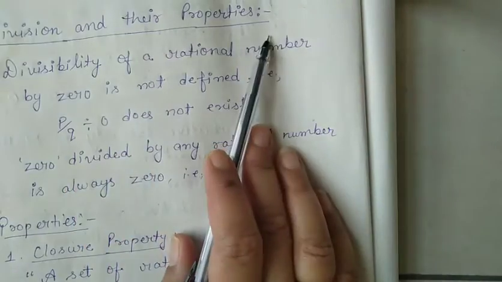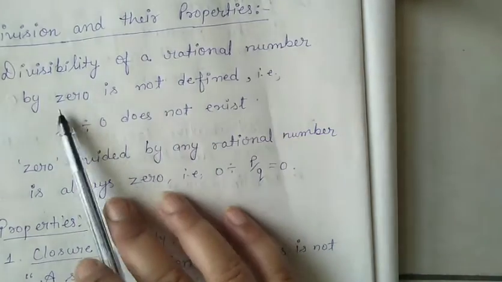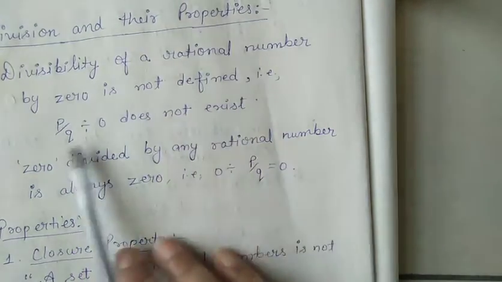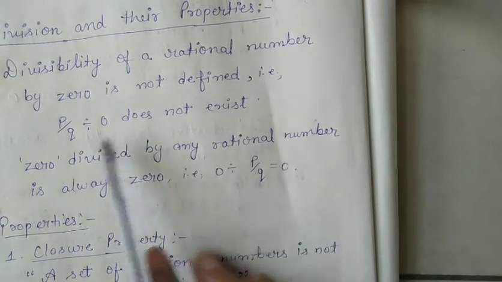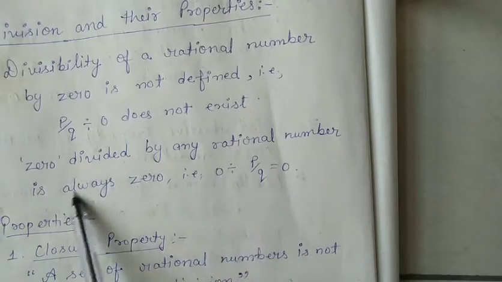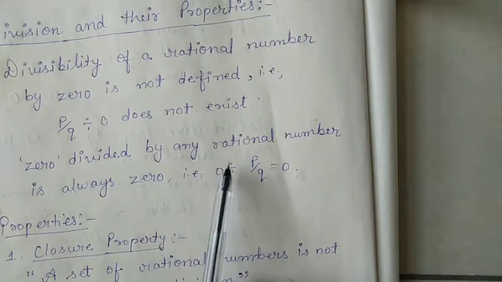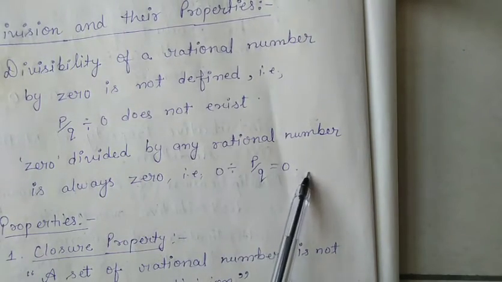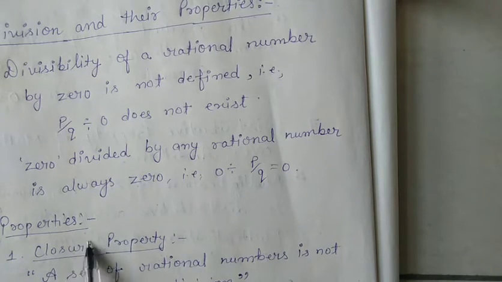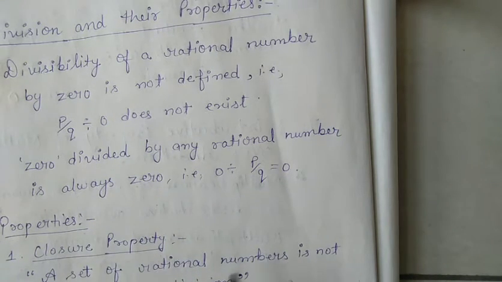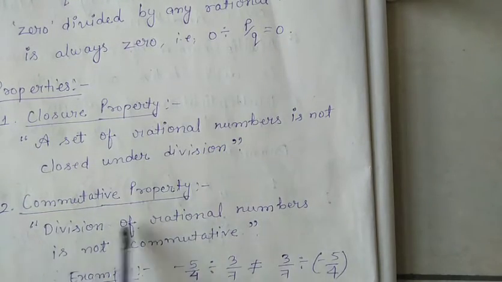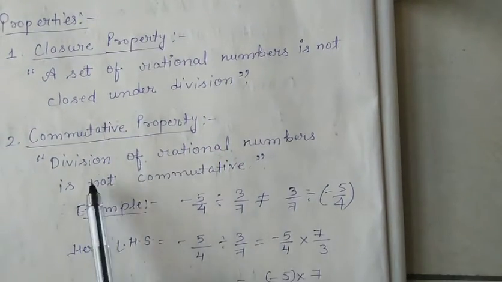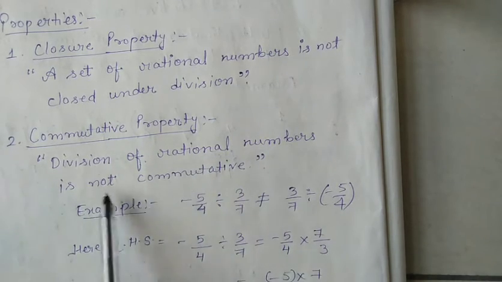Divisions and their properties. Division of a rational number by 0 is not defined, that is p by q divided by 0 does not exist. 0 divided by any rational number is always 0, that is 0 divided by p by q is 0. Here properties, first one is closure property. A set of rational numbers is not closed under division. Second one is commutative property. Division of rational numbers is not commutative.